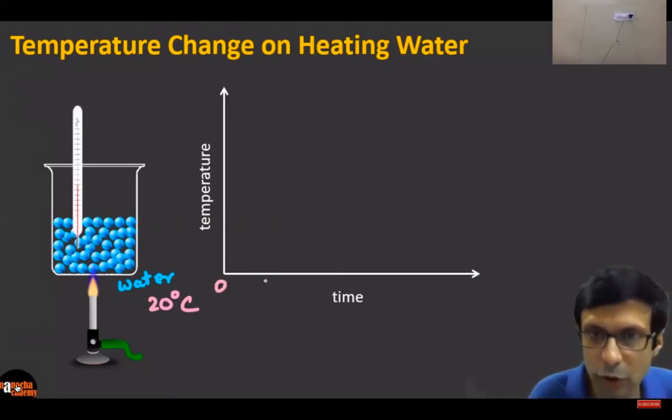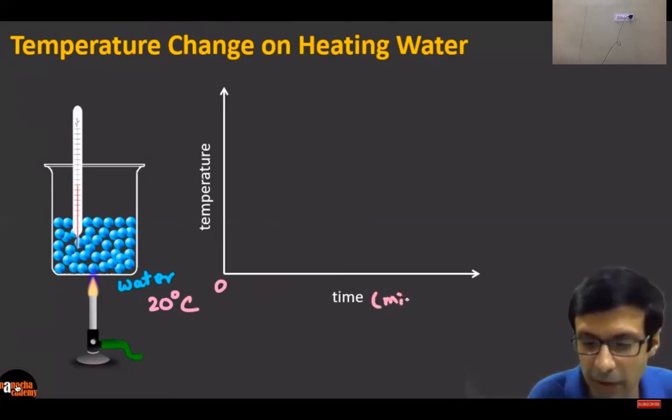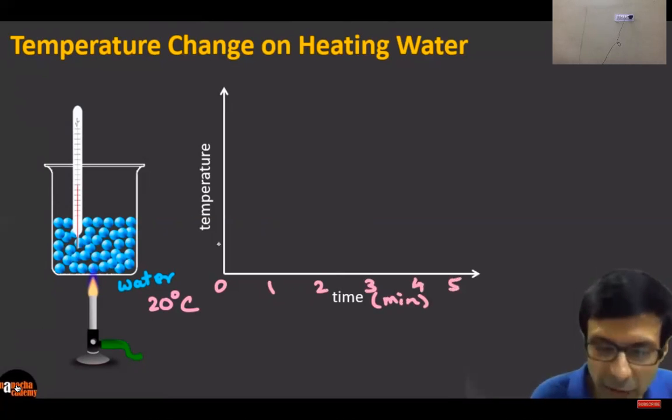And the time is going to take, right? So I'm just going to write some rough values here. Let's say the time is in minutes. Okay, so these are just rough numbers. So after 1 minute, after 2 minutes, 3 minutes, 4 minutes, and so on. And as we said, the starting temperature of the water is 20 degrees centigrade here. So these are all in degrees Celsius.